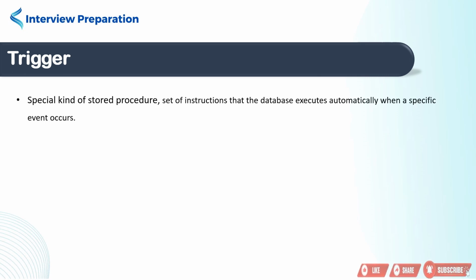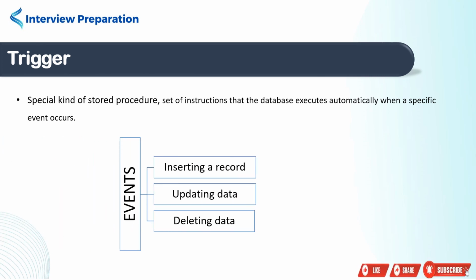So, what exactly is a trigger? Well, think of it as a stored procedure or set of instructions that the database executes automatically when a specific event occurs. These events could be things like inserting a record, updating data, or even deleting information from a table. Let's understand with an example.